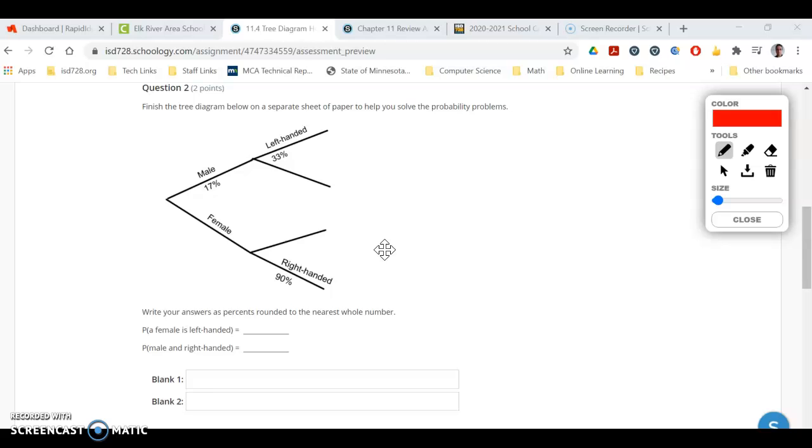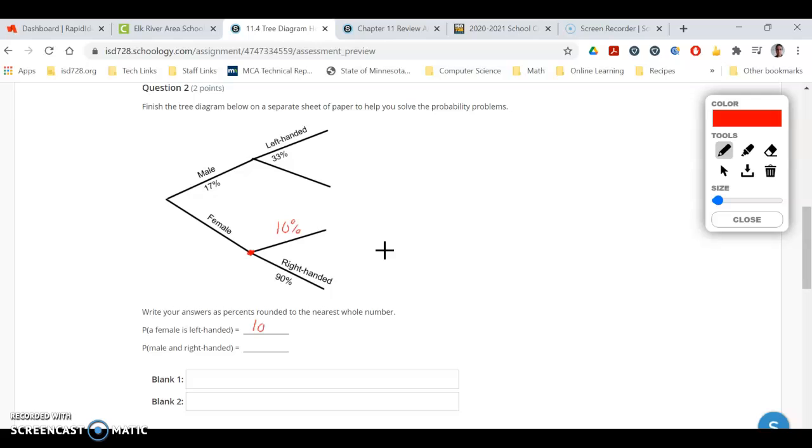All right, so this is question number 2, 11.4, homework day 2. A couple different questions, and it's about just interpreting this diagram. So the first one is the probability a female is left-handed. That means we're only looking at the females here. And so if 90% are right-handed, 10% must be left-handed.